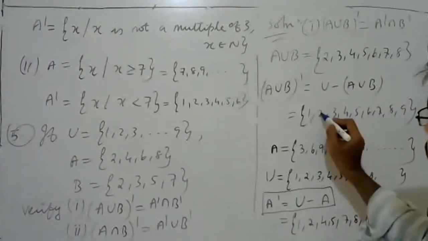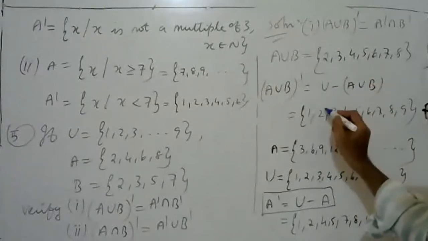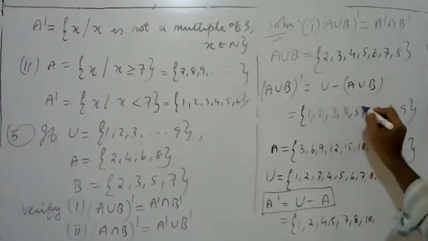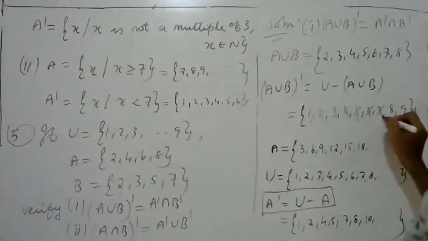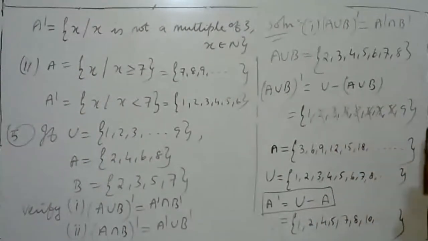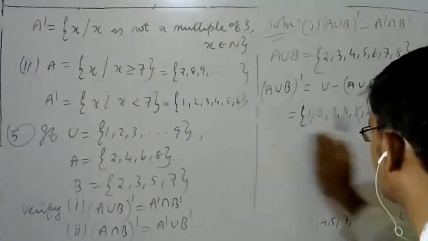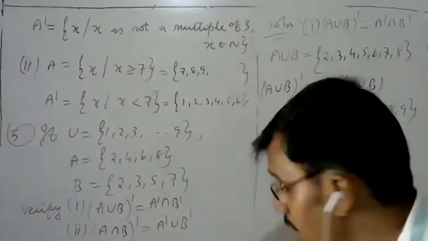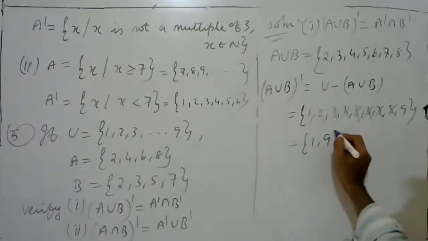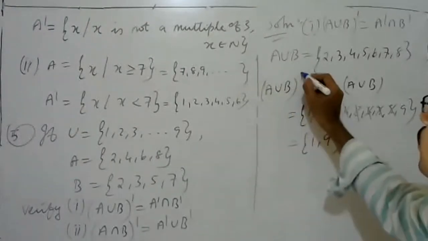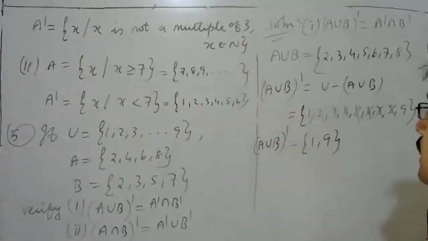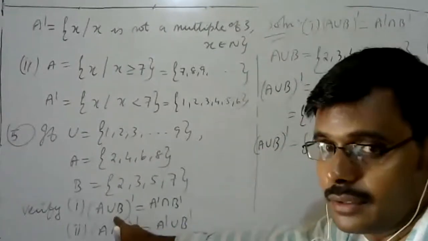Now look at that. 2 is in your A union B, remove that. 3, remove that. 4, remove that. 5, 6, 7, 8. Remove the common elements, 2, 3, 4, 5, 6, 7, 8. Then what is A union B the whole complement? I have only 2 elements, 1 and 9. This is my A union B whole complement. This is my left hand side.